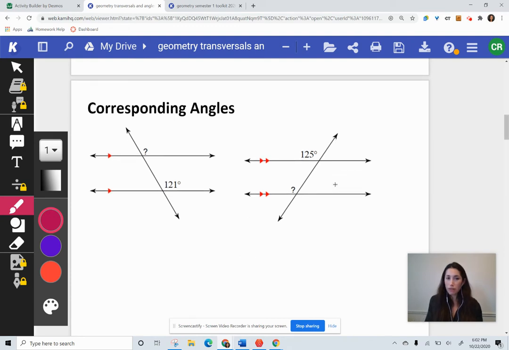So here, we're just solving for some of our missing angle measures. So we're going to do this one together. We know 121, that's a given angle measurement. We know our lines are parallel. We know these are corresponding, so therefore we know it's congruent. So this angle is 121. Go ahead and solve for this angle measure here.